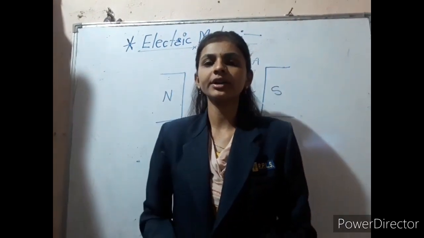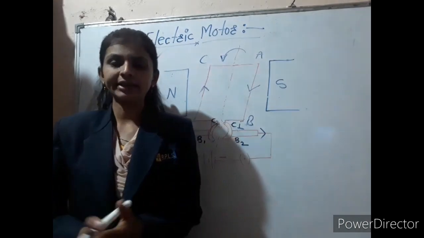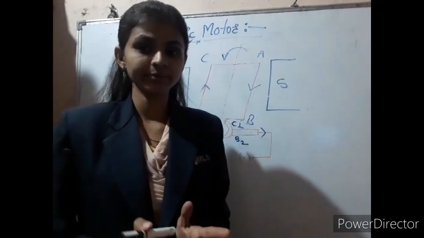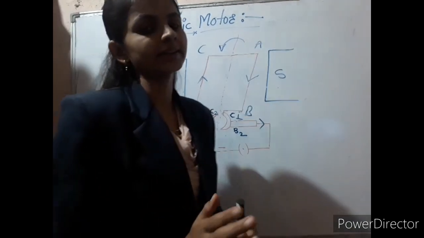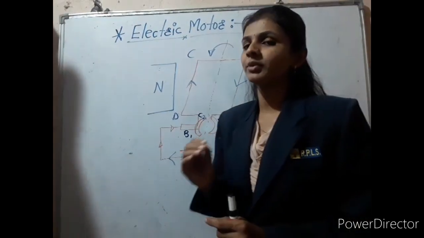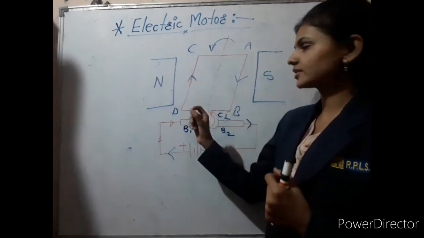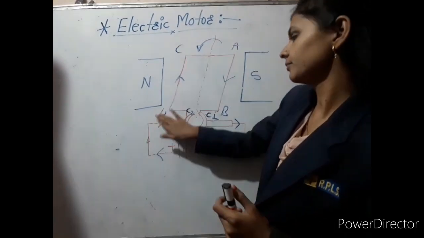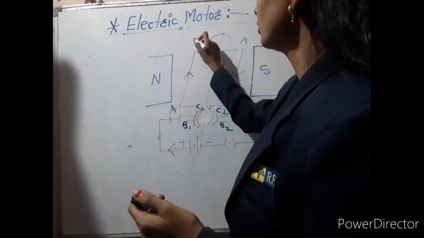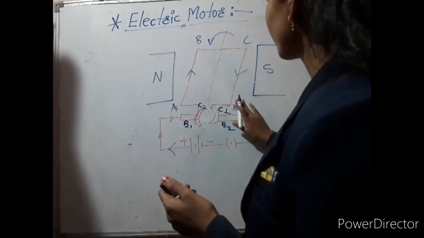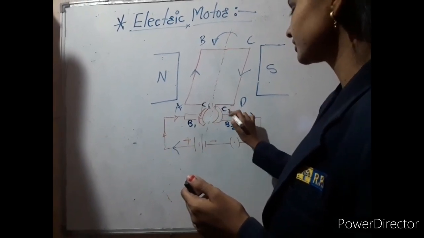So here we already discussed the construction and the principle of the electric motor. Once again I am going to repeat the same thing. When we switch on the supply, if there is no current, it means there is no movement in the armature. When we switch on the supply, firstly the current flows from A to B, then it flows from C to D. These are the split rings.